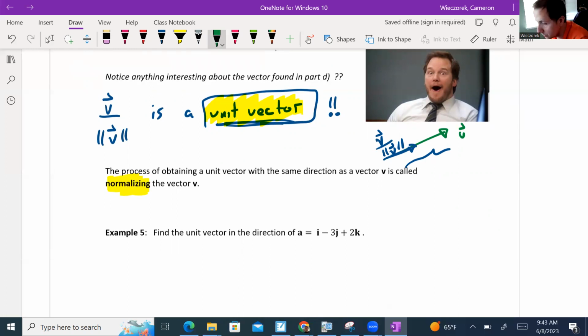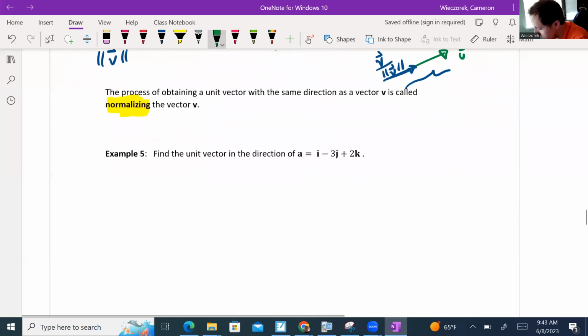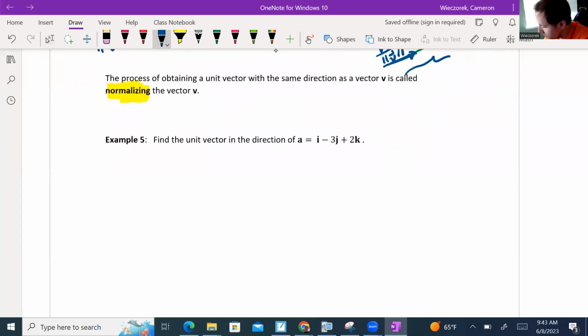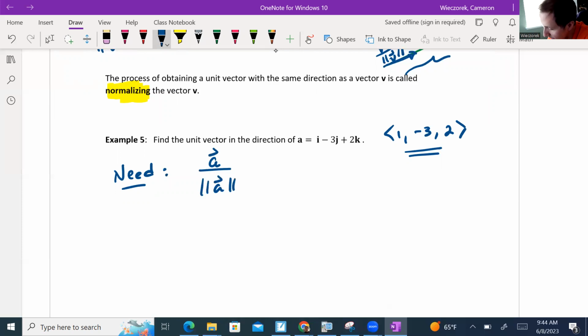Something I could ask you to do on a quiz or a test is find a unit vector in the same direction as a given vector. So this vector, A, is given as 1, -3, 2. I'm going to switch it to component form. Find the unit vector that has the same direction as A. Well, A is definitely not a unit vector. If I square those components and add them together, I'm not going to get 1. But I want to create a vector that still has the same direction, but has a length of 1. So my goal is to take A and divide it by the magnitude of A. So first thing I need is the magnitude of A.